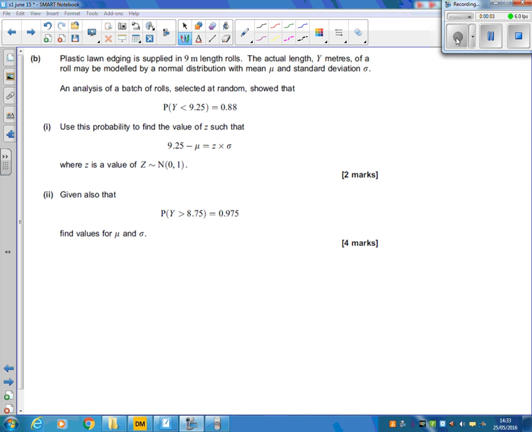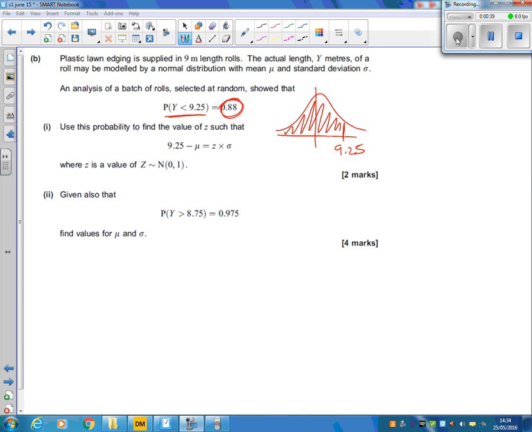June 2015 S1, this is question 5 part B. This is your backwards normal question, and it's telling you here that the chance of something being less than this is 88%. So I'm going to draw myself a picture here just to make sure I've got things in my head. So I want 88% of it less than. So I'm colouring all the way up to about here. Look, that's about 88% coloured in. And this value here is a 9.25. So how many standard deviations is 88% would be the question.